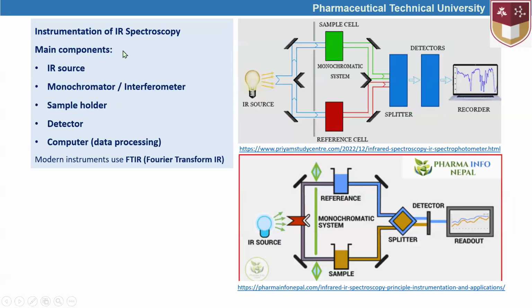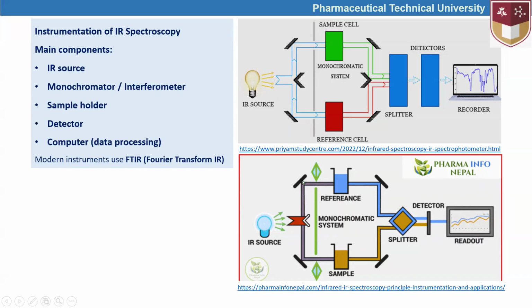Okay, and here we can find out about the instrumentation of infrared spectroscopy. The main components are the source of the infrared light, and a monochromator or interferometer. The interferometer is used for Fourier transform infrared, about which we are going to talk a bit at the end of the lesson. There is a sample holder, and there is a detector, and computer processing is the last tool that is provided in all the tools studying different physical methods of investigation.